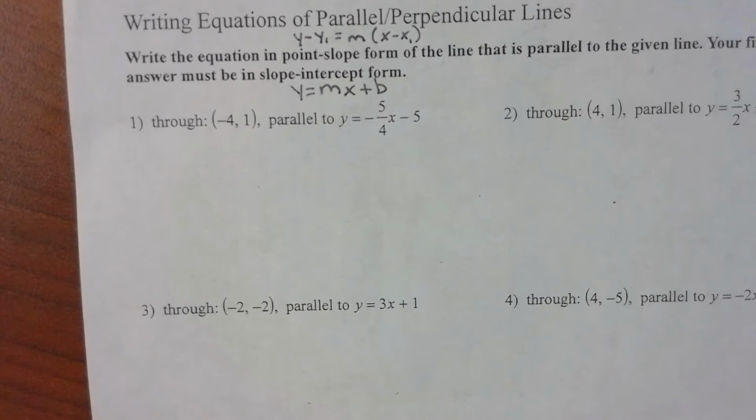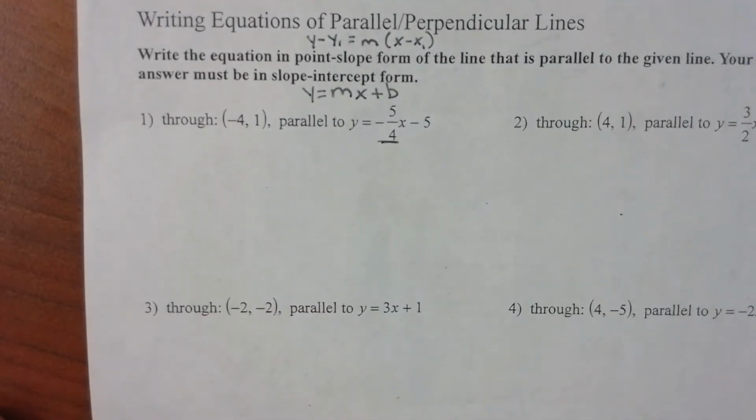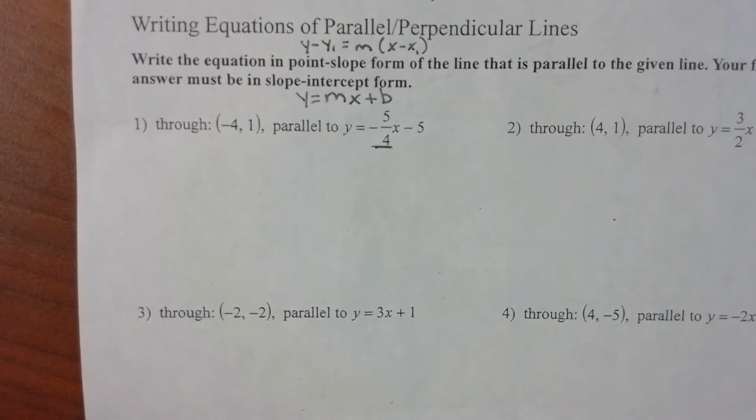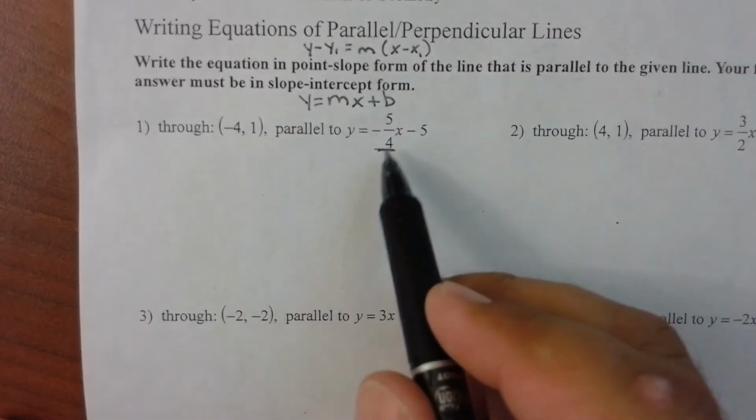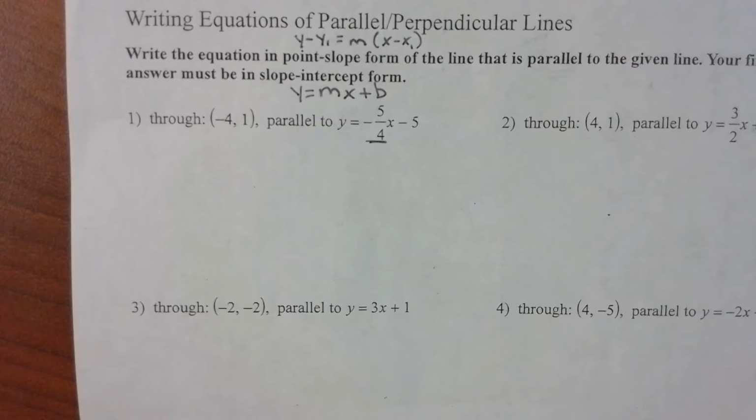Let's see if somebody does. Skylar? Where's Skylar? Dravian? What do we know about parallel lines and their slopes? Dravian, why are you looking around, dude? Huh? They're the same slope. So what am I doing to this slope? It's not a trick question, guys. What am I going to do to this slope to make sure it's parallel? I'm going to make it the same. So I'm not doing anything to it. My slope, my m, is negative 5 over 4.